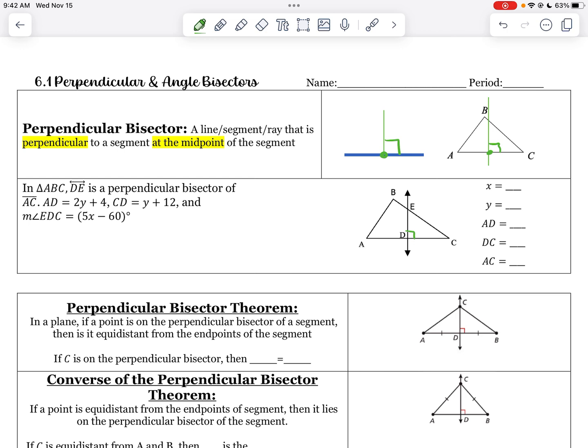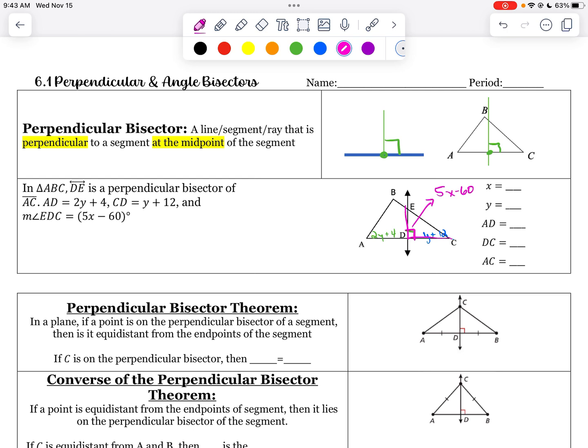AD is 2y plus 4. And CD is y plus 12. Let me just change colors real quick. And the angle EDC, so that angle right there, EDC, this whole angle, is 5x minus 60. So if we want to find x, y, and then the measures of all of our angles, we're just going to plug things back in.